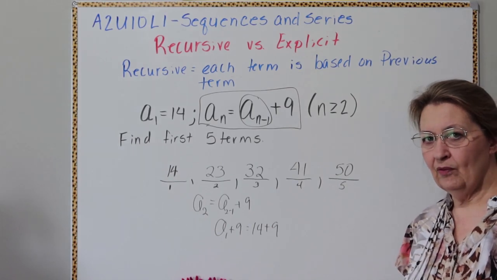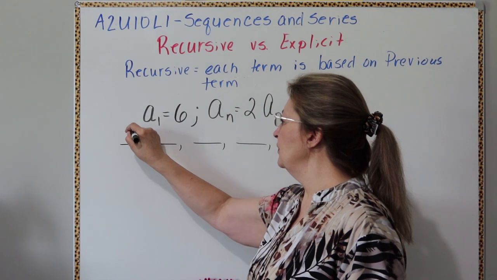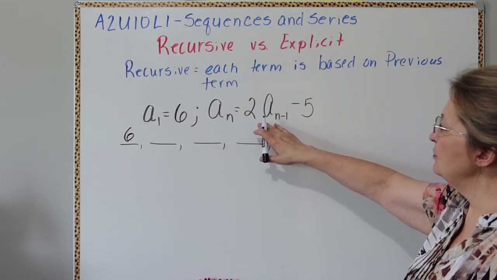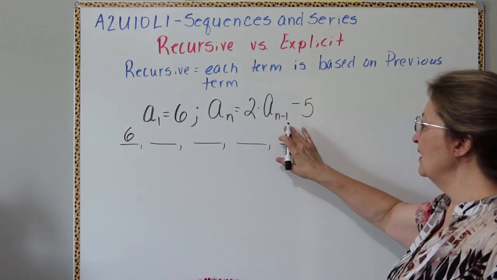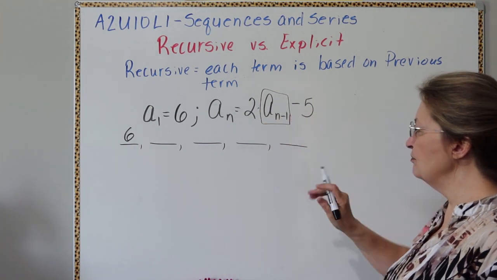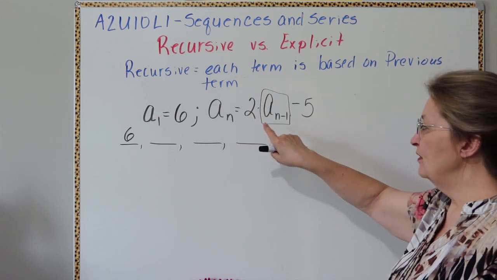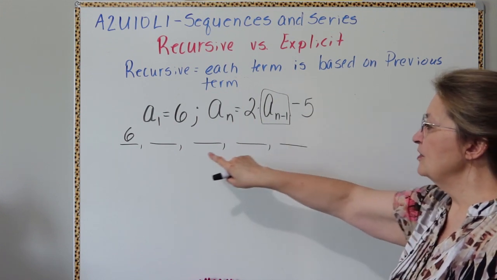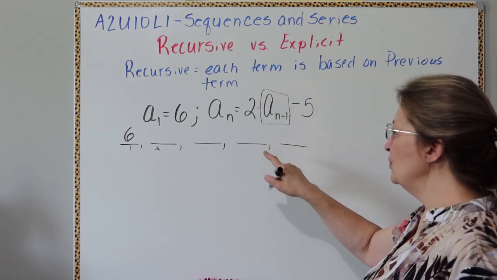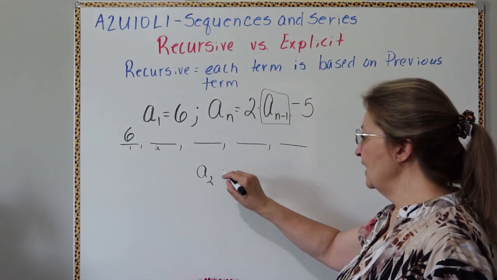Let's look at one more example. Now let's try this one. Our first term is going to be 6, so we can go ahead and put that in here. Our rule is A to the N is 2 times A to the N minus 1 minus 5. Now remember, this right here just represents the term before. Whatever term I'm looking for, this is the term before it. So now, if this was number 1, I'm looking for term number 2.